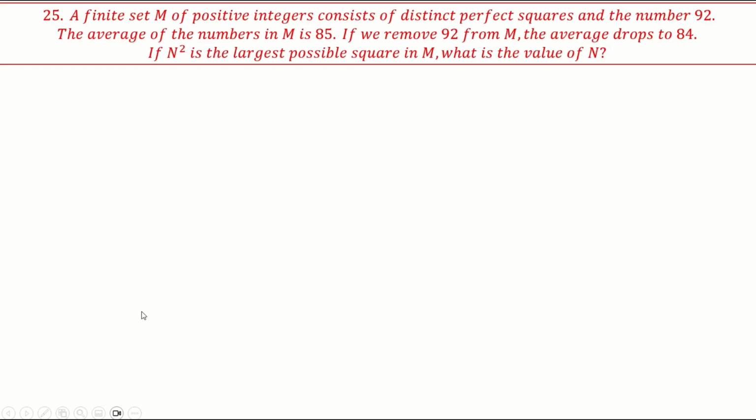Okay, next question, 25th. A finite set M of positive integers consists of perfect squares and a number 92. Okay, what is the set M? Set M has some n number of perfect squares and the number 92. The average of numbers in M is 85. If you remove 92 from M, the average drops to 84. If n square is the largest possible square in M, what is the value of n? Okay, you should find the number n, which is the largest perfect square in set M.